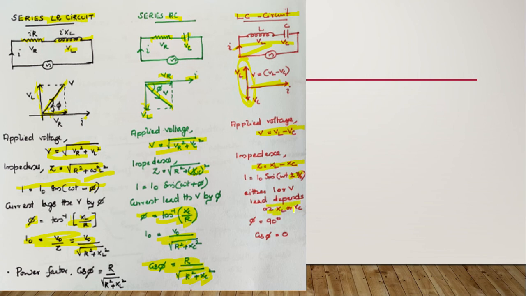But keep in mind, the phi here is 90 degrees, and hence the power factor becomes 0. It is a very important concept.